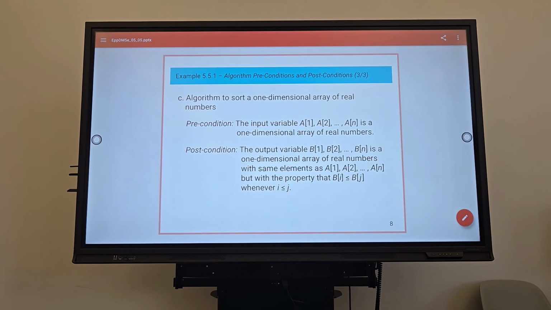Algorithm to sort a one-dimensional array of real numbers. Precondition would be the array of real numbers. The postcondition would be the array of real numbers, but the property is that each element is less than or equal to the elements after it.